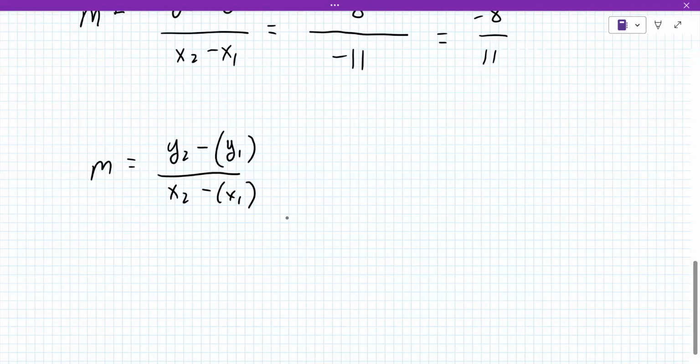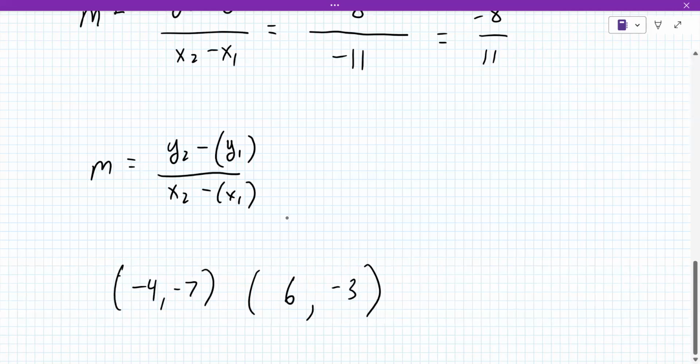So let's say I give you the points -4, -7, comma 6, comma -3. Actually, let me make this +3. That'll be a little better here. Let's make that +3. So be very careful here with how you do this. Most of the mistakes are made with sign errors, meaning forgetting to make it negative or keep it negative.